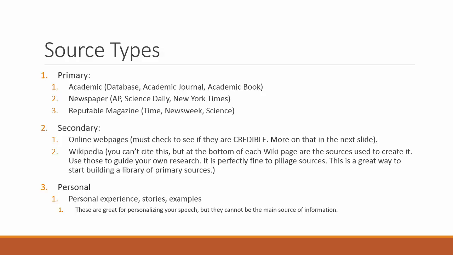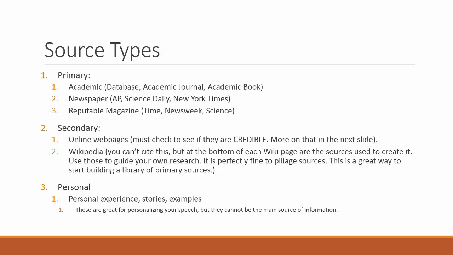So your secondary sources are online web pages. You have to check and see if these are credible. We're going to talk about that on the next slide. And also Wikipedia. You cannot cite Wikipedia in your speech, but I'm going to give you guys a little trick. At the bottom of each wiki page are all of the sources that were used to create the wiki page. Those are the primary sources used to generate the page that you're reading.